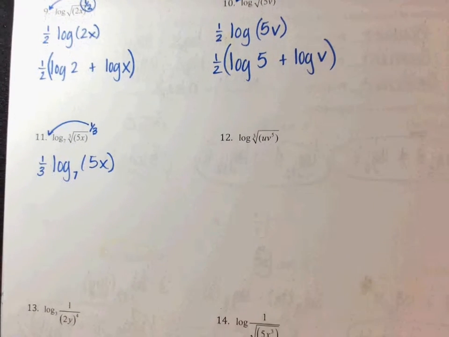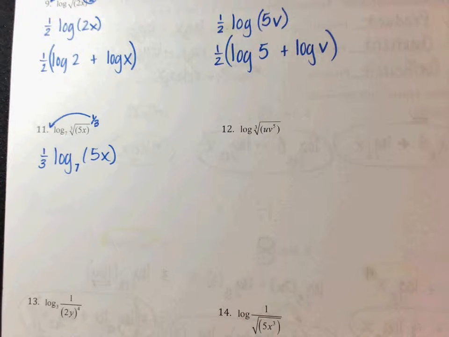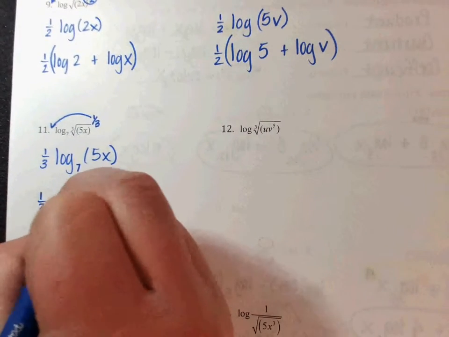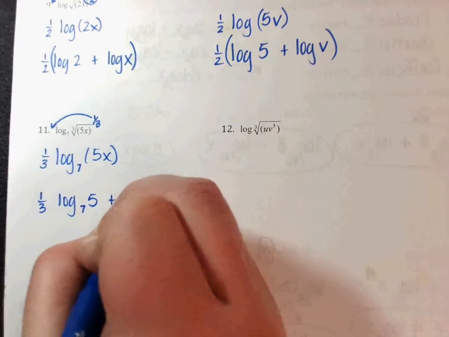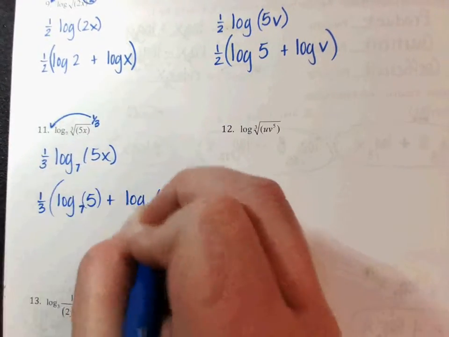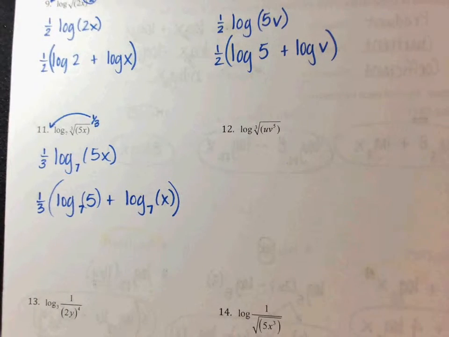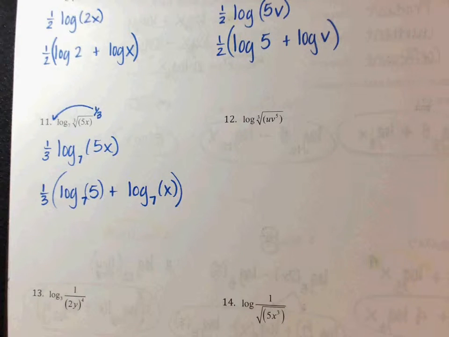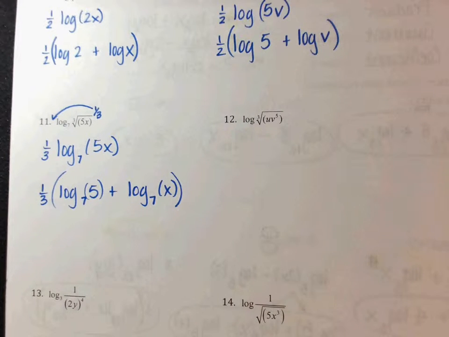Okay, and then just like the other one, I can take my 5x, those are multiplied, I can split them up into addition. So it'll be 1/3 log base 7 of 5, plus log base 7 of x. And then big parentheses to show that both of them are in the house at the beginning, then they should both be in parentheses at the end. Okay, number 12 is basically the same thing, so I'm going to skip that one. Okay, go down to 13.